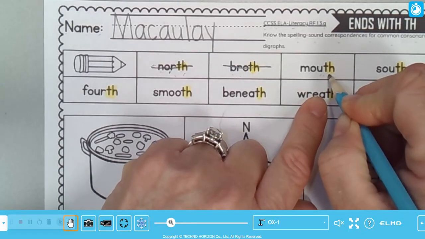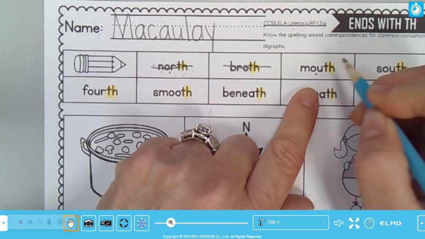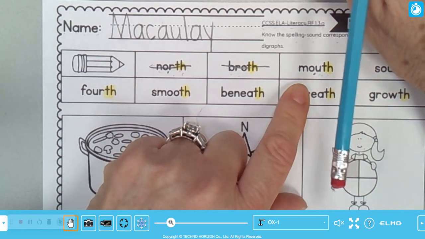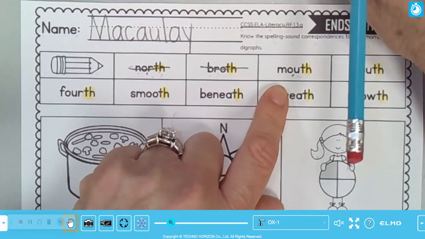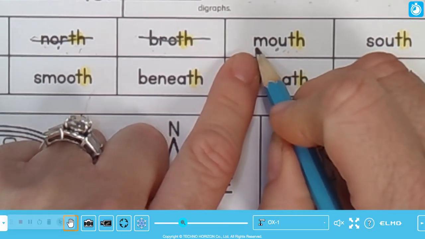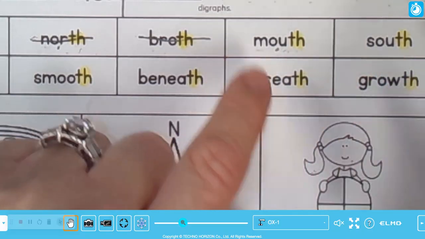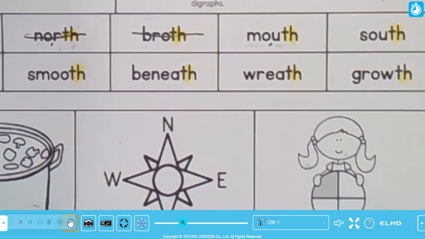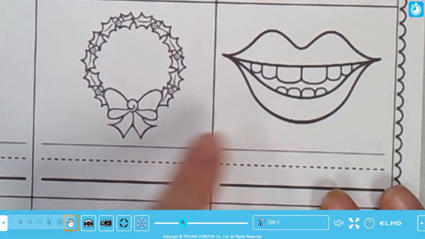Okay, so the TH goes th, and the OU goes ow, right? So let's read this word, okay? I'm going to make it a little bigger so you can see it better. Okay, here we go. Ready? Begin. Mouth. What's the word? Yes, it's mouth.